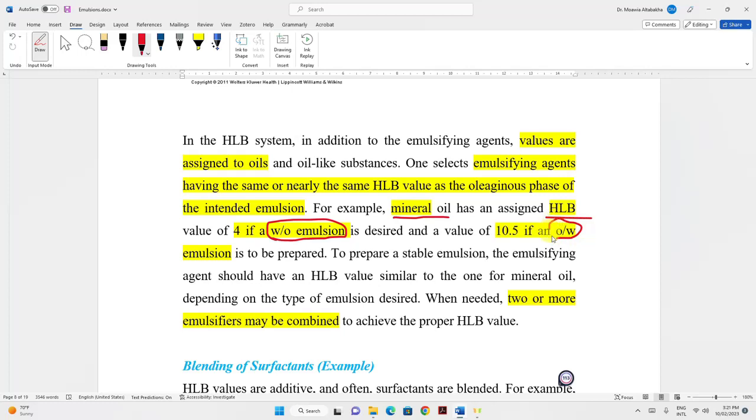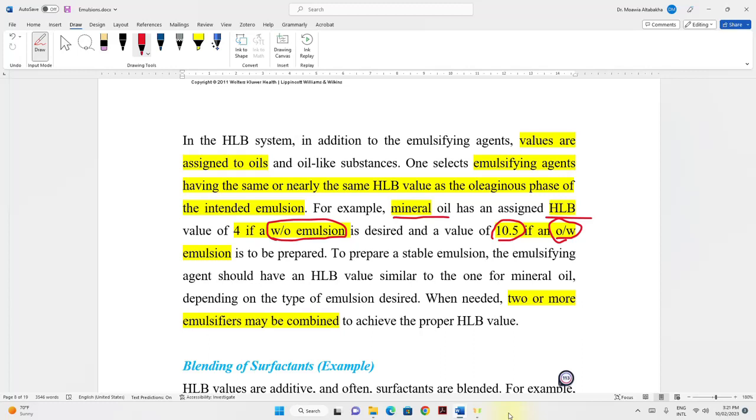For example, in this case, water in oil, it means the oil will be in the external phase. Here, oil in water, it means the oil will be in the internal phase. So they give the oil an HLB number, for what? Whether it's for internal or external. For example, it's 4 when it's external, and when it's internal, it's 10.5. This is to allow you to choose the right surface active agent for preparing, for example, oil in water or water in oil emulsion. I'll give you an example.